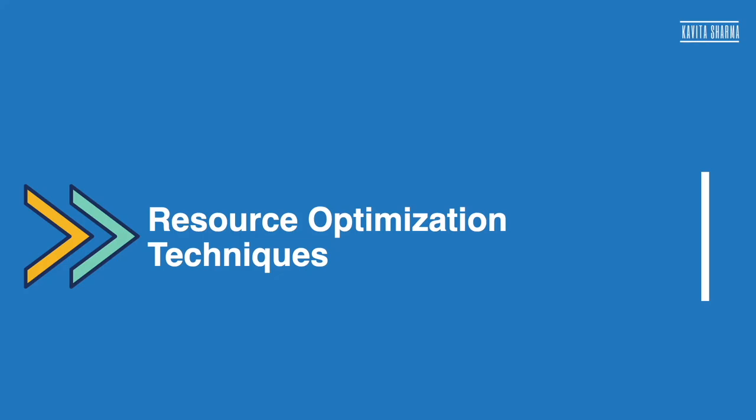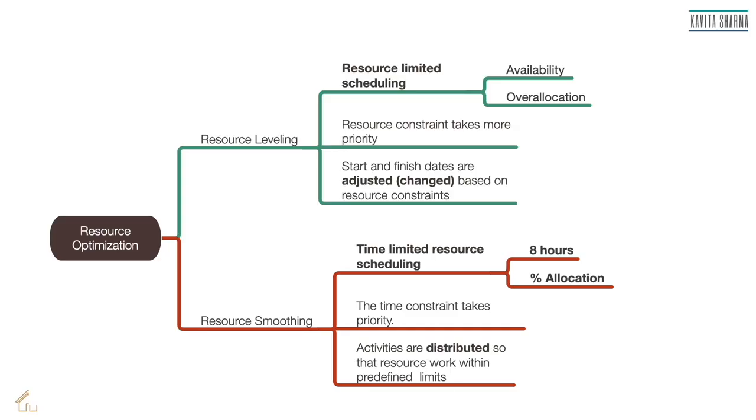Hi there. Today we're going to be talking about resource optimization techniques. Two types: the first one is resource leveling and the second is resource smoothing. Now, what is the difference between them? First of all, what is resource optimization?